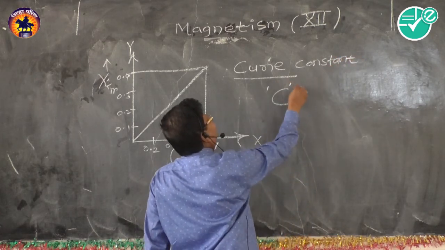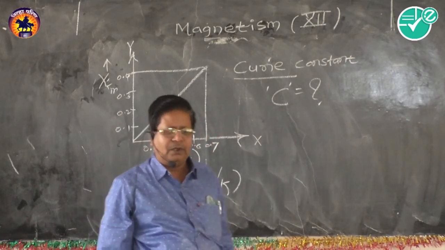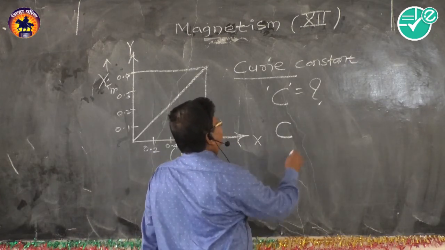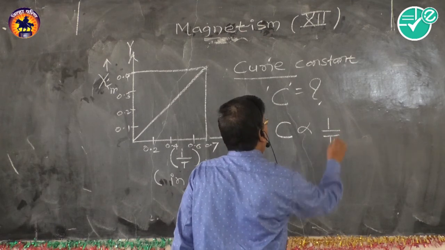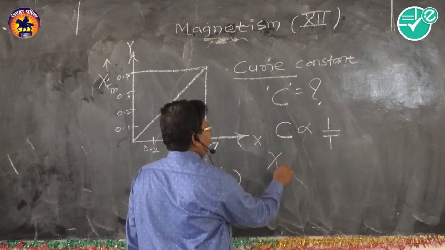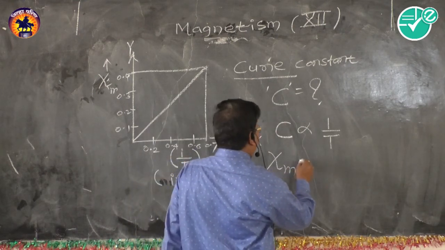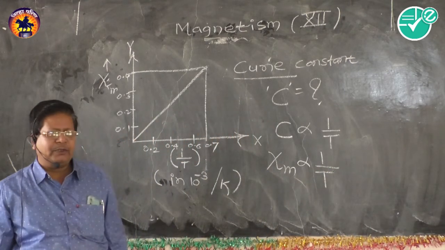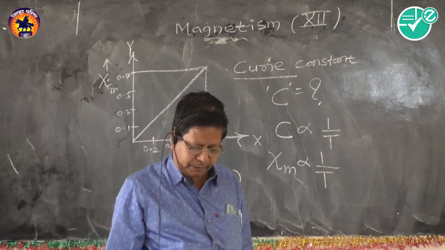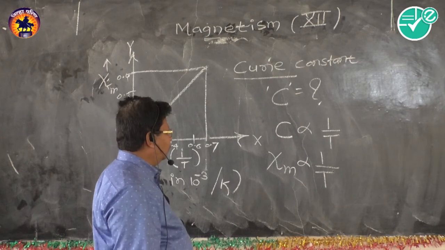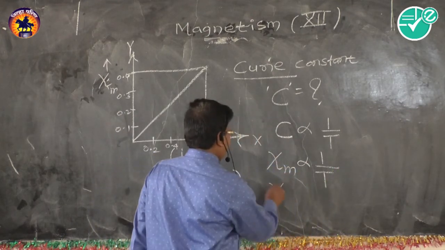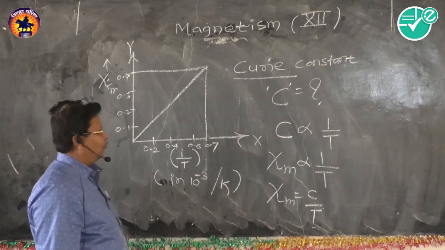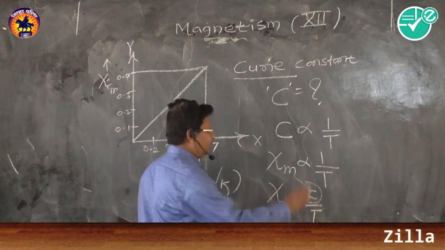So find C is equal to what? Curie constant C is equal to what? As we know, magnetic susceptibility is proportional to 1 by T, or Km is equal to C divided by T. And in this MCQ, we have to find this Curie constant, that is C.